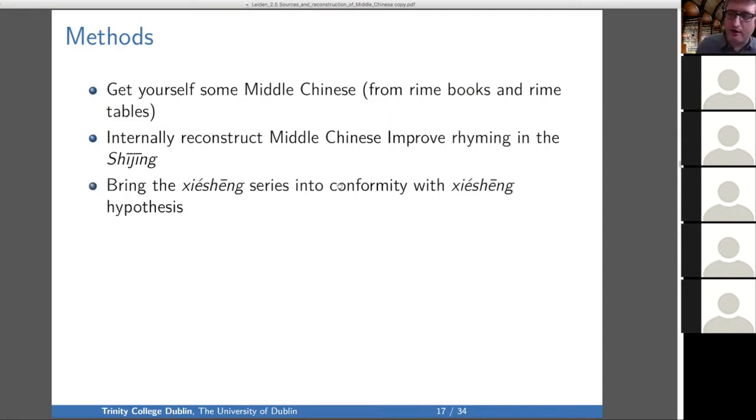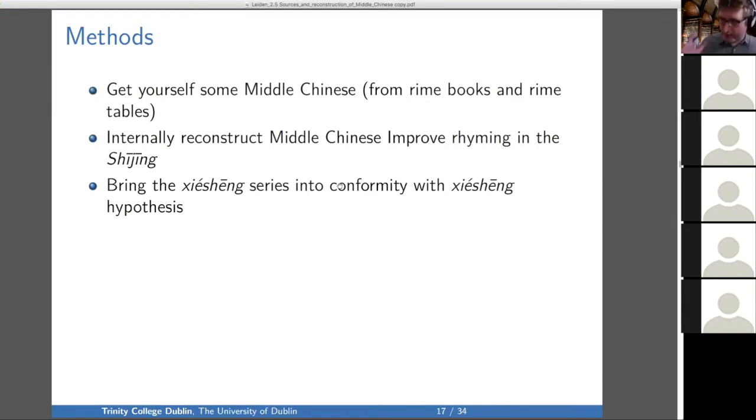And then you bring in the xiesheng series, bringing your analysis of the xiesheng series with respect to the Shijing into conformity with the xiesheng hypothesis. Putting it another way, you develop ideas from within Middle Chinese in such a way that they improve the rhyming in the Shijing, and then you test, refine and expand those ideas by seeing what they do to xiesheng series.